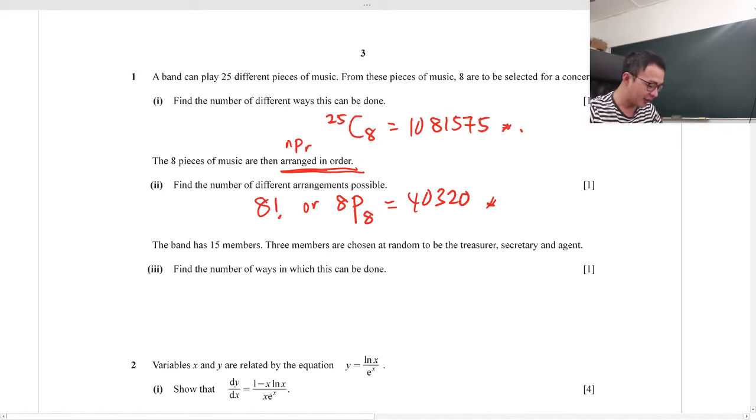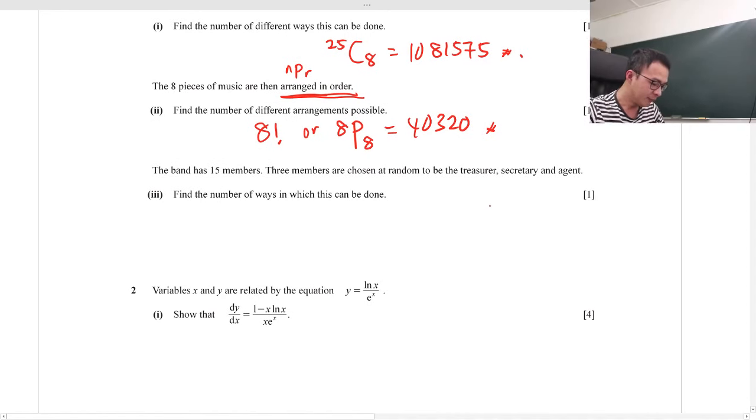The band has 15 members. 3 are chosen at random to be treasurer, secretary, and agent. Find the number of ways this can be done. Basically, I have 15 members, and I want to choose any 3 of them to arrange for treasurer, agent, and secretary. I guess this is my answer, 15P3. So you will get the answer.